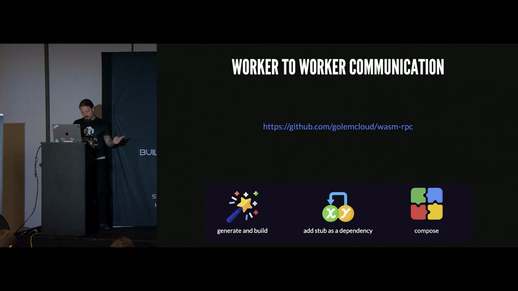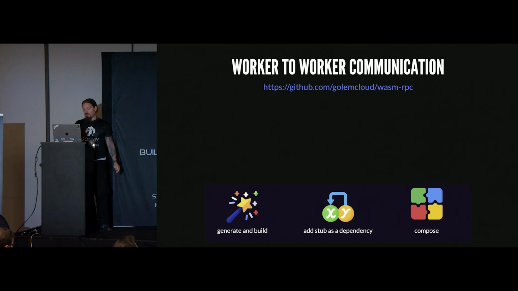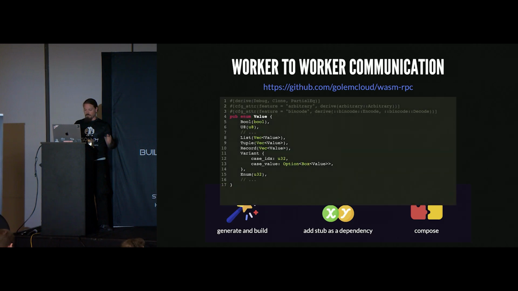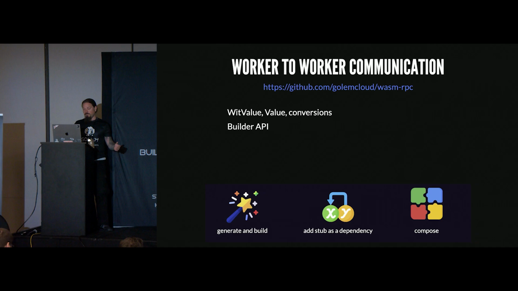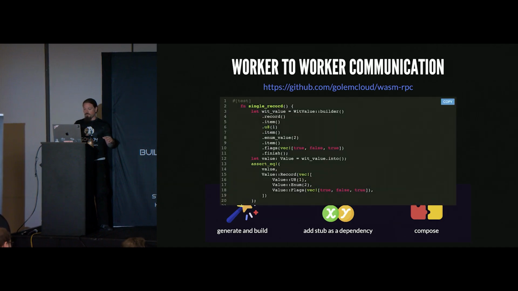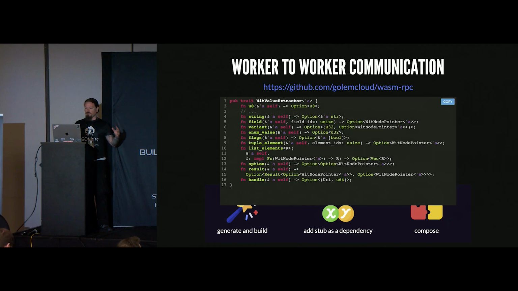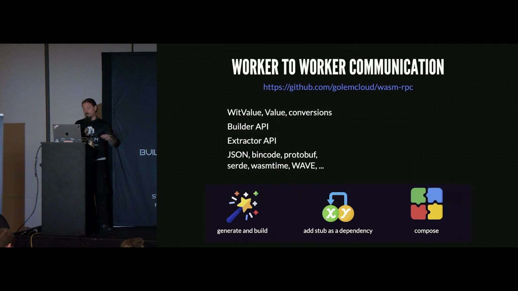There is this other published open source library called WASM RPC, which implements all this and some other things. For example, it has a Rust implementation of all these value types involved and conversions between them. It defines this builder API, which is used by the generated stubs to construct these WitValues from your typed values in an easy way. And it has the opposite, which is used for constructing back typed values from the WitValue result values. And it has all kinds of implementations of various serialization formats and adapters to Wasmtime's own representation and so on.